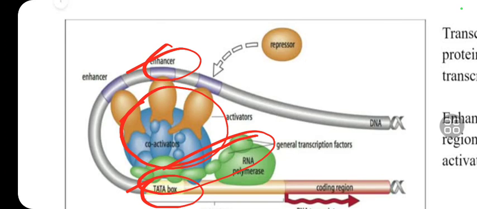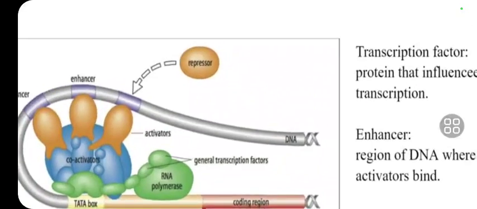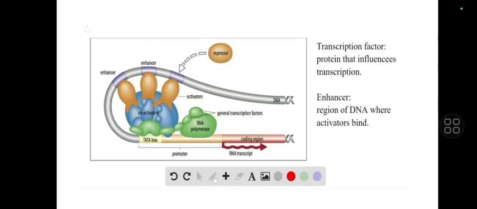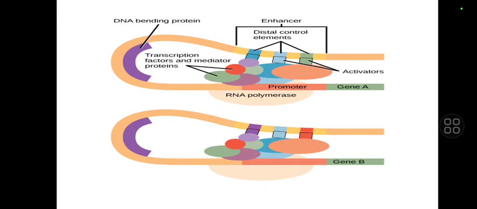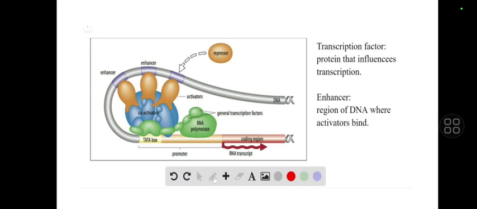or it can directly bind to the promoter sequence and the general transcription factor. So the two-way attachment is possible. Either the enhancer can bind to these general transcription factors by means of co-activators, or it can bind directly to the general transcription factors. Okay.